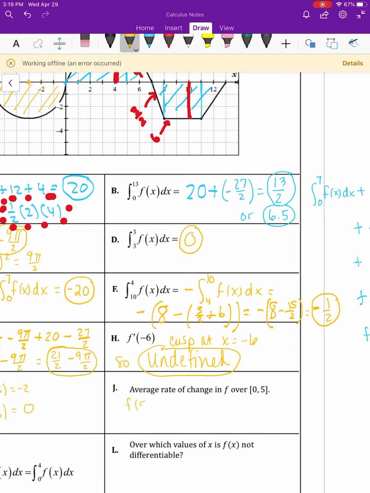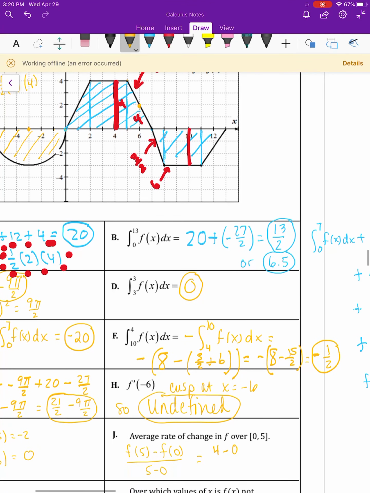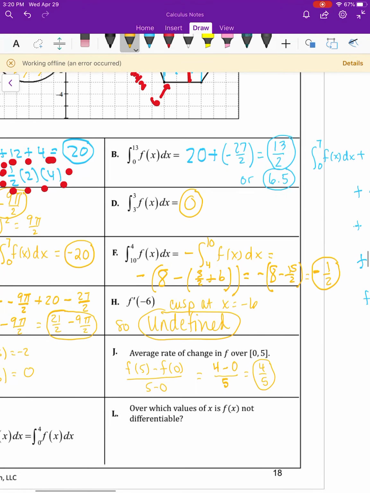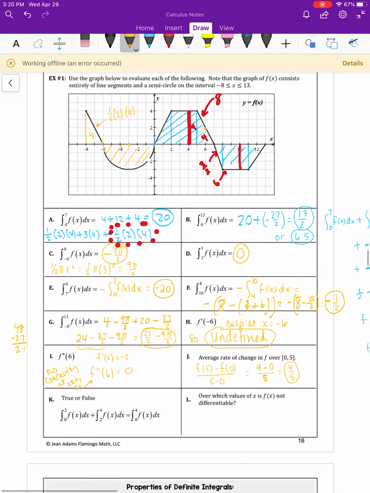The average rate of change in f over the interval from 0 to 5. So that average rate of change is f of 5 minus f of 0 divided by 5 minus 0. So what is my f of 5? Well, if I come up here and 4, 5, my f of 5 is 4. My f of 0 is 0, divided by 5 minus 0. So my average rate of change over that interval is 4/5.